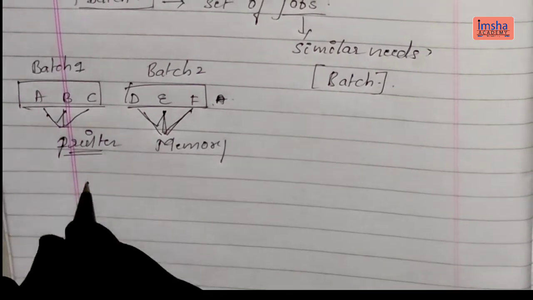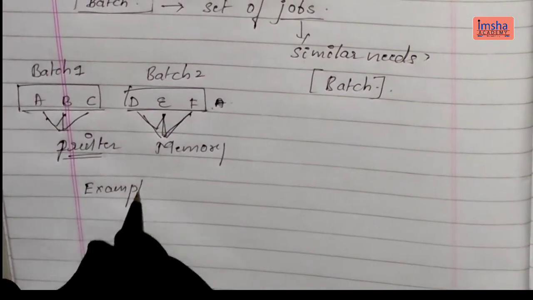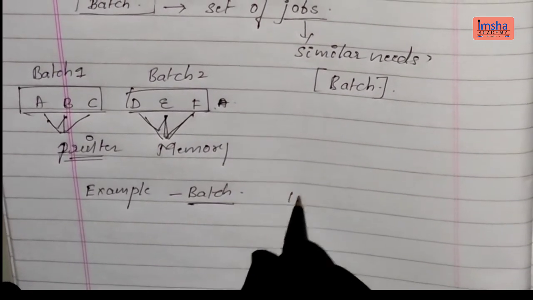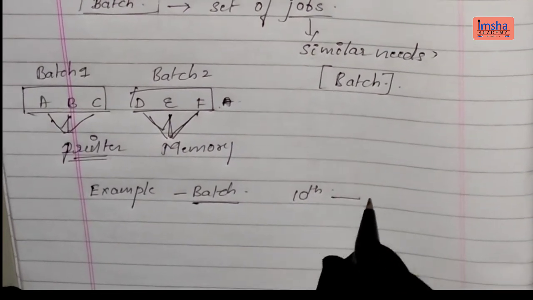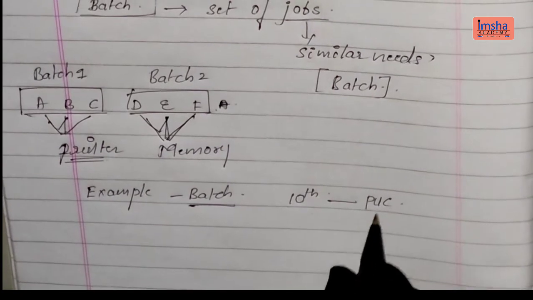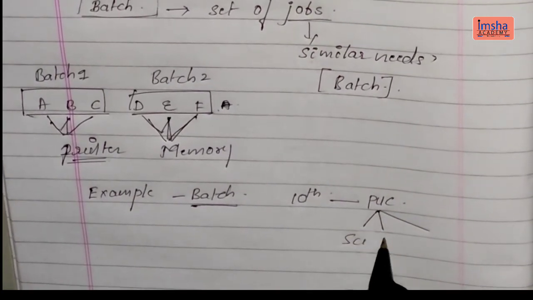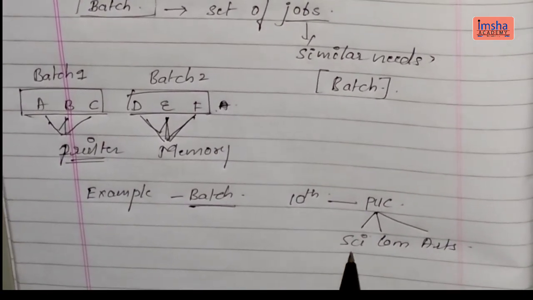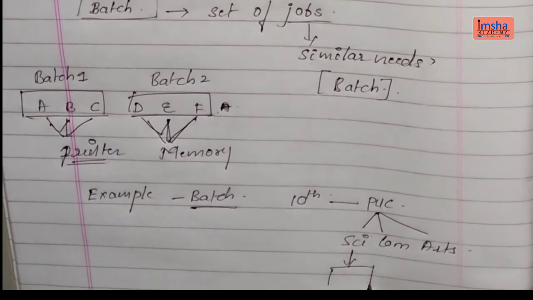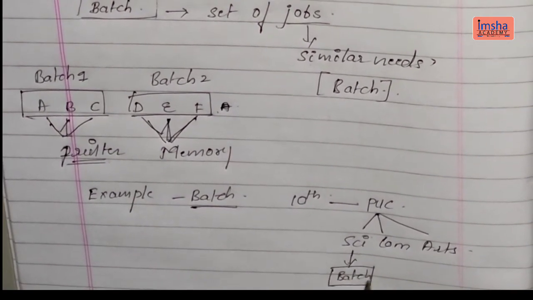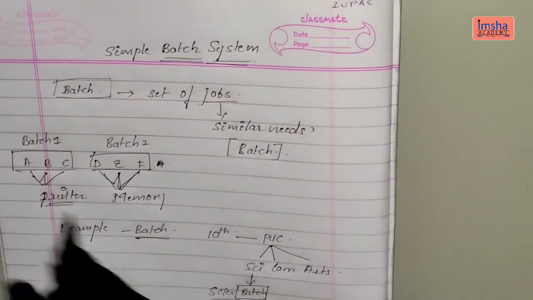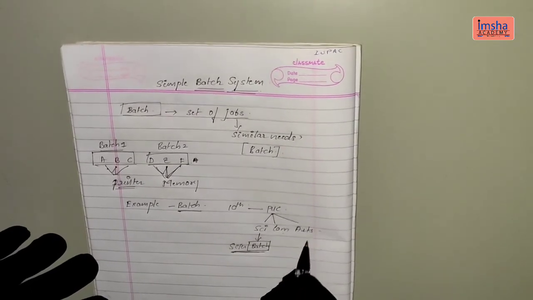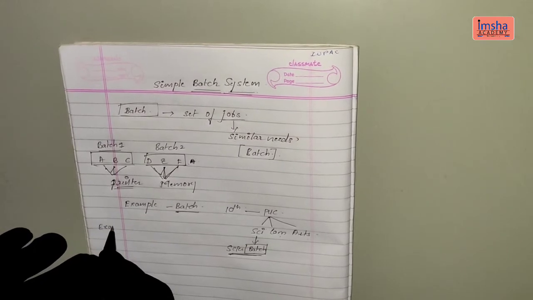I'll give you a simple example. After completing 10th, you will go for PUC. In PUC there are different streams such as science, commerce and arts. Students who opt for science will be grouped into one batch, the science batch. Here we named it batch 1, and here we will call it the science batch, commerce batch, arts batch.